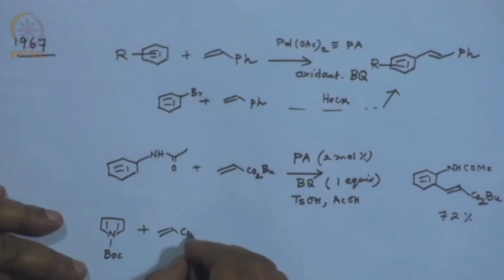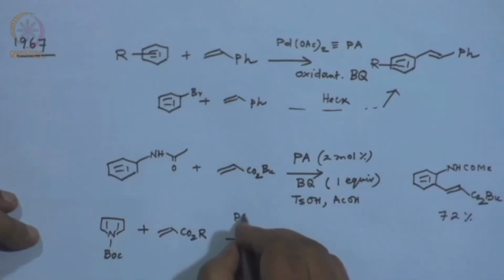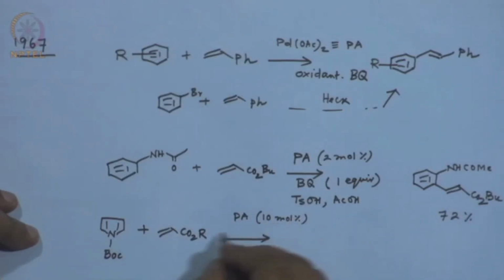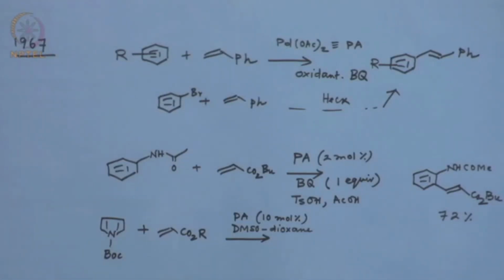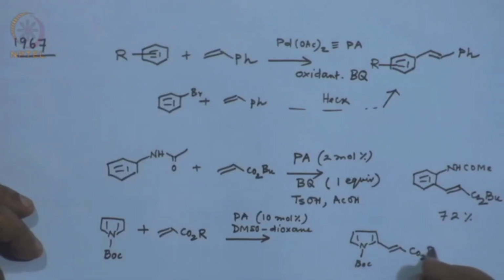let us say we do not worry about the alkyl part, I write R here, or butyl, whatever. And this Pd means palladium, in this example 10 mole percent, and DMSO as the solvent, in combination with dioxane. So, what is the expected product? See here, you do not require any metalloid, and the reaction is so good, you get this product.